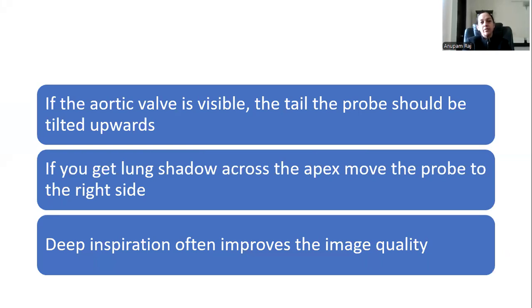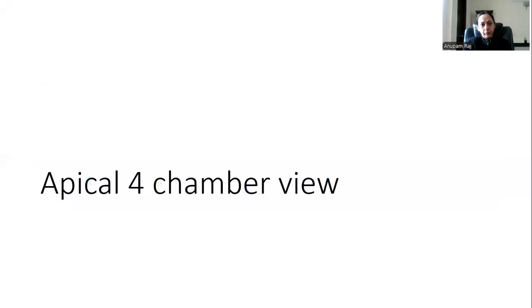If the aortic valve is visible, the tail of the probe should be tilted upwards. And if you get a lot of lung shadow across the apex, move your probe to the right side. Deep inspiration tends to improve the image quality because the heart basically comes closer to the probe.